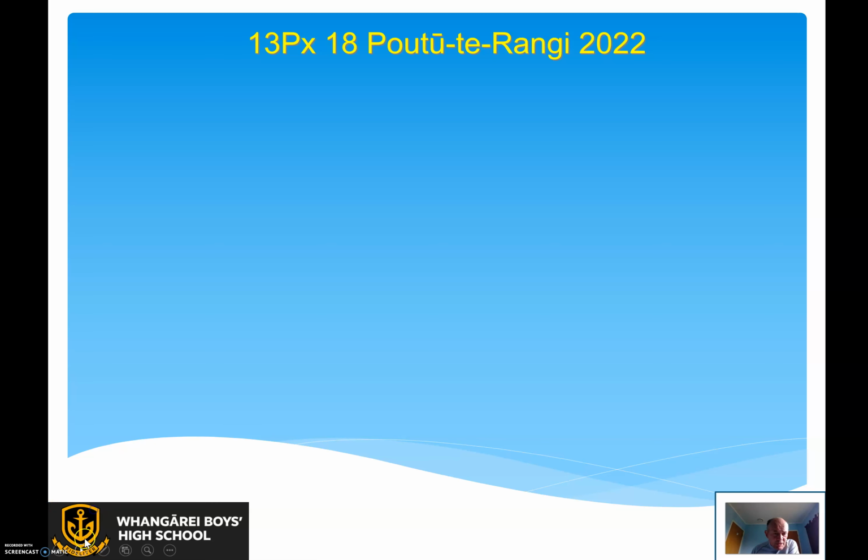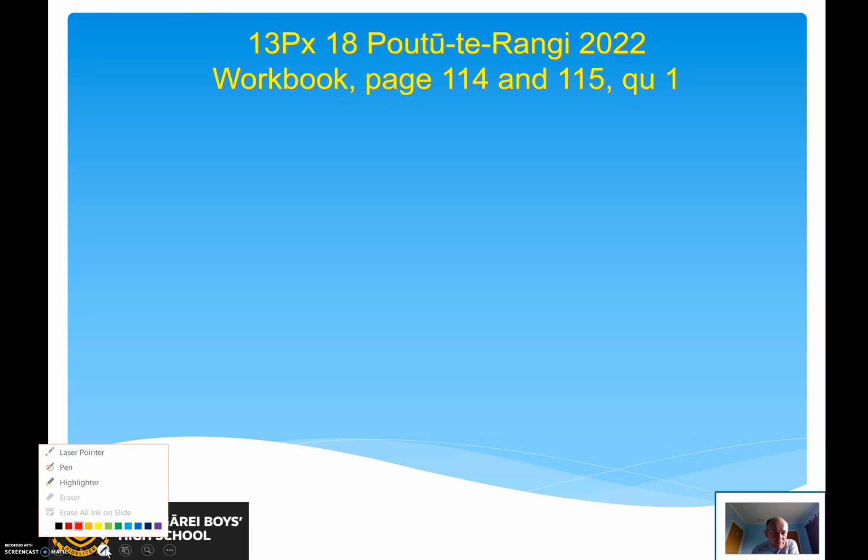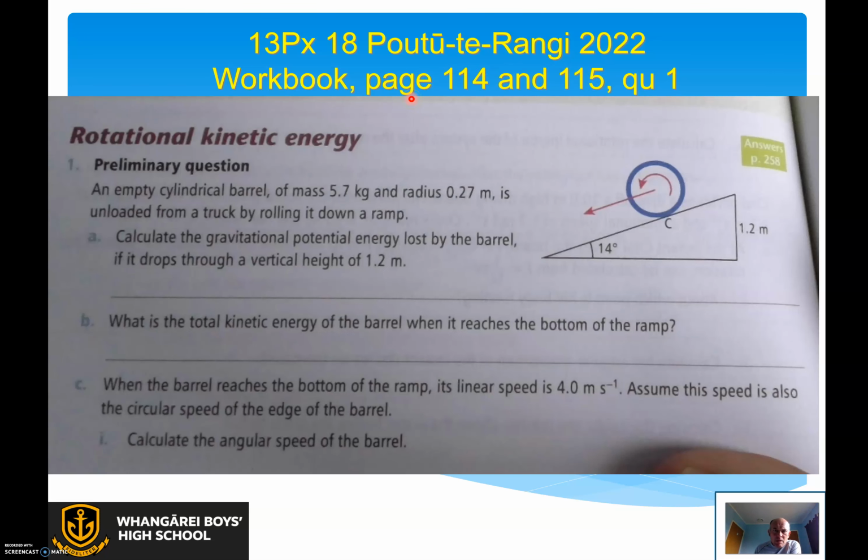I've just got to get my clicky thing going along here, and I might also get myself a pretend mouse laser pointer. This question comes from pages 114 and 115. Question 1 in the workbook, and the first bit looks like that. I've only included the bit from page 114. The rest of it's just words, and I can talk about them. We're asked to find the gravitational potential energy lost by the barrel as it rolls down.